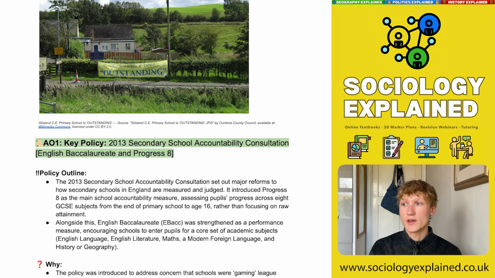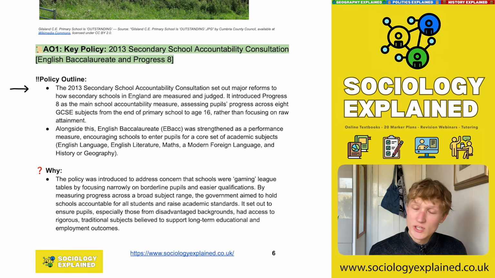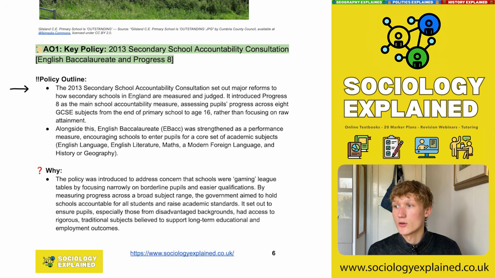Then you also have the 2013 Secondary School Accountability Consultation. This introduced the English Baccalaureate and Progress 8. Progress 8 was essentially a new way of measuring schools and student achievement. So rather than just measuring them at the end of their school years, based on things like GCSEs, they were now measured across 8 GCSE subjects, all the way from primary school age to 16, not just from their raw achievement at the end.